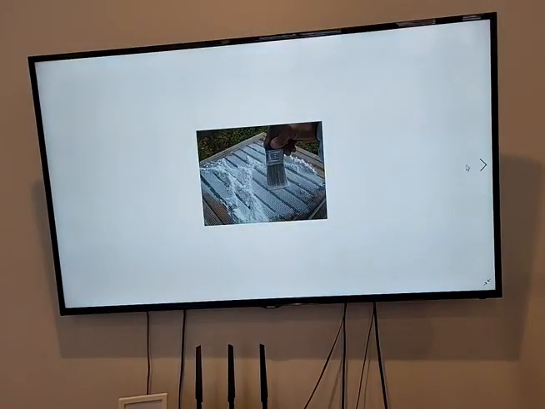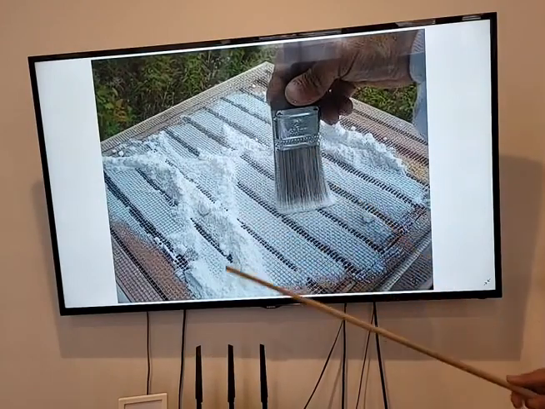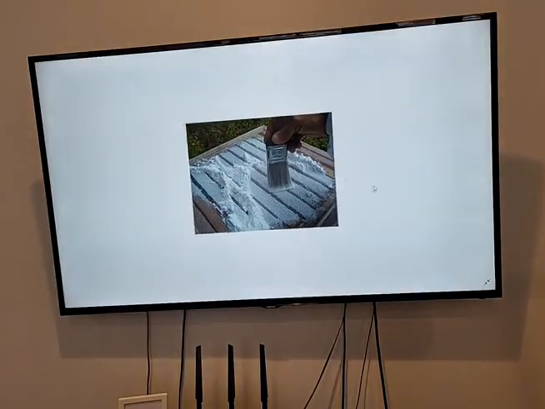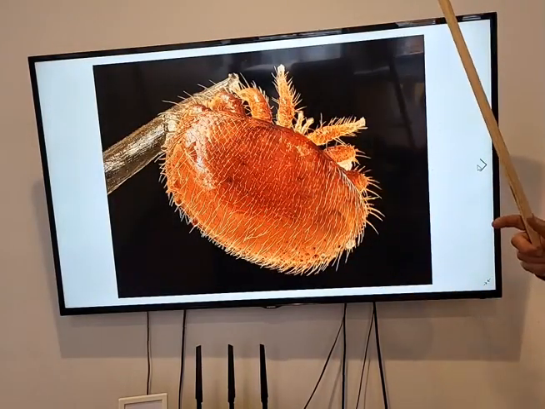Let's go to the next. This is another way that this website was suggesting for the therapy. This is the Varroa in bigger size.